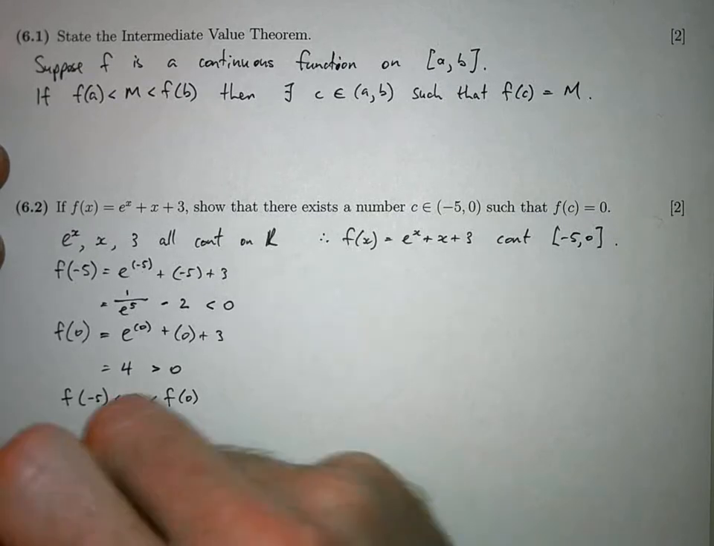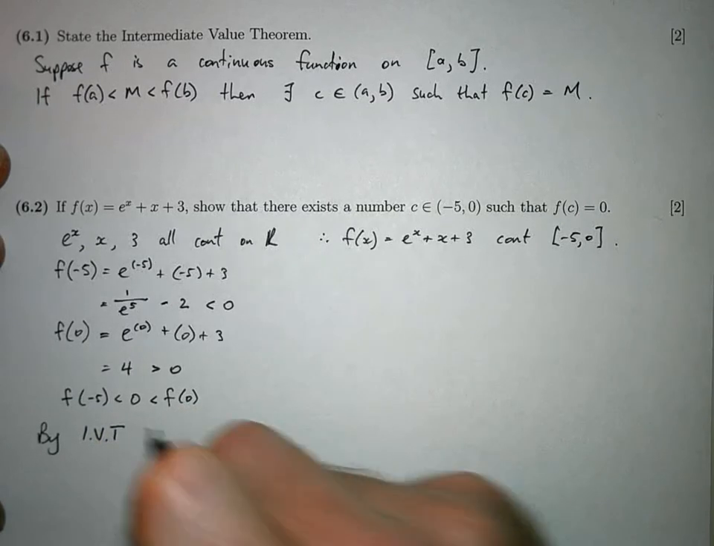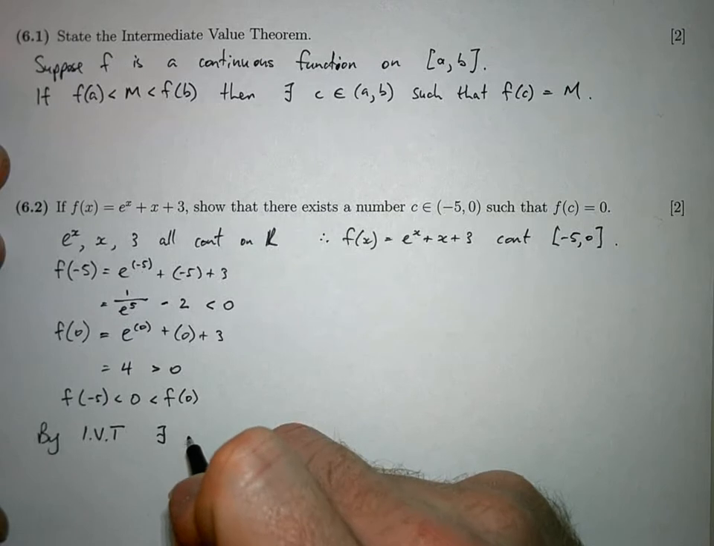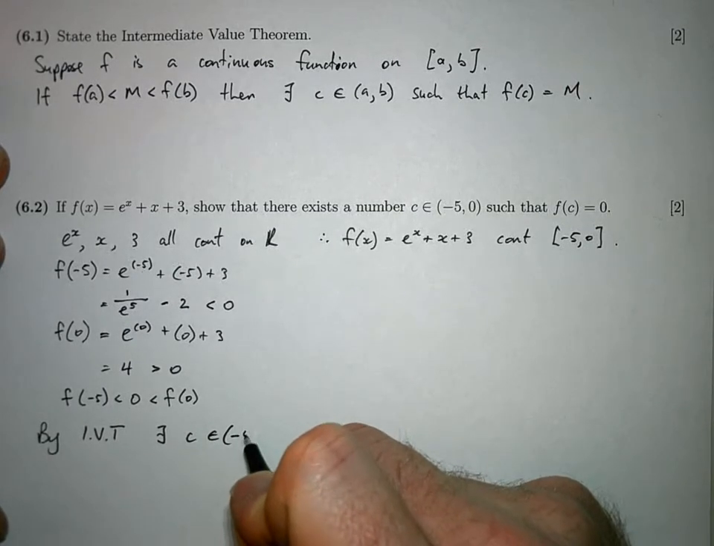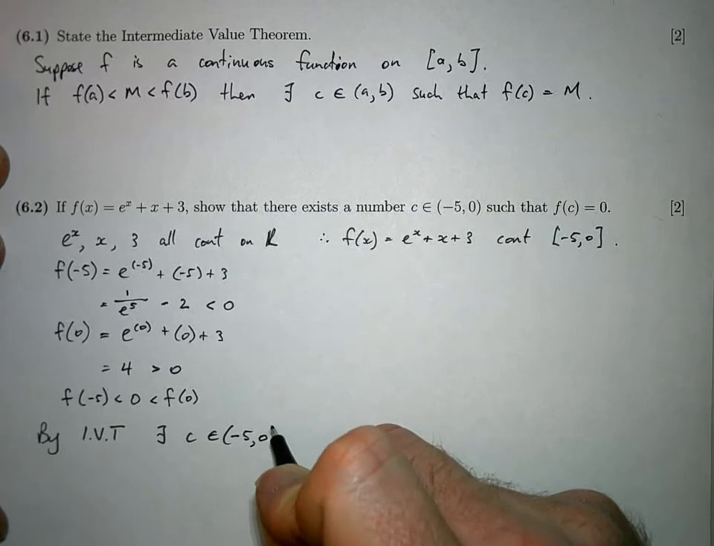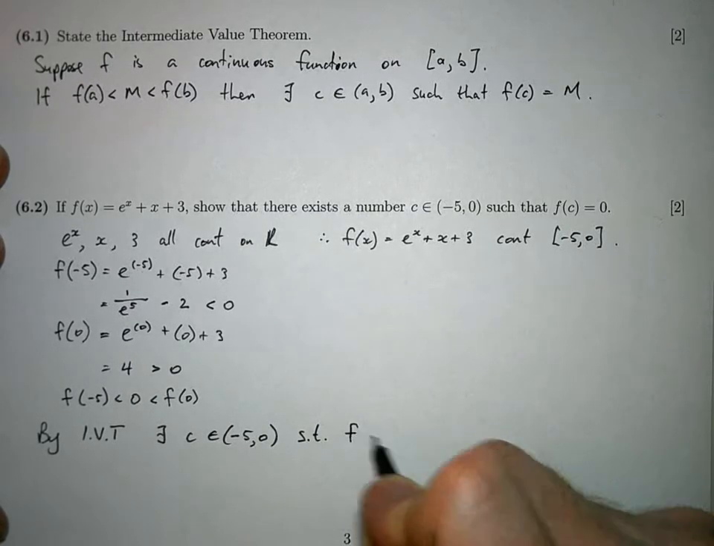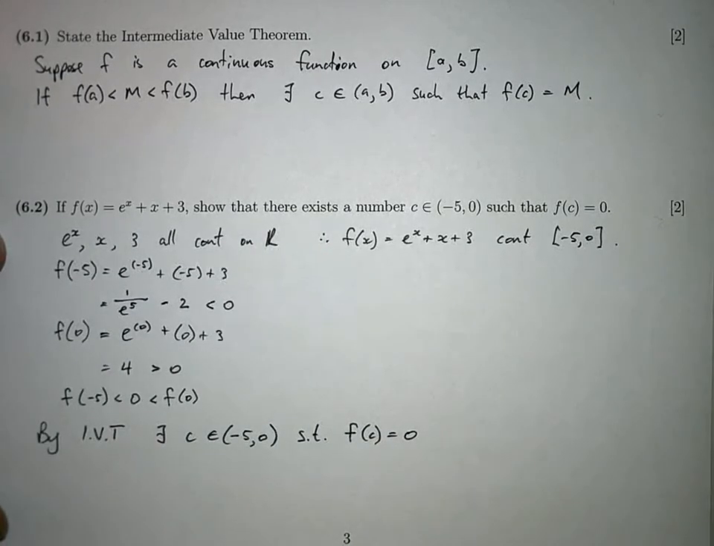Now, the intermediate value theorem says, by the IVT, therefore, there exists an element inside the open interval (a, b), so minus 5 up to 0, exclusive, such that f of c is equal to 0. Now, isn't that lovely?